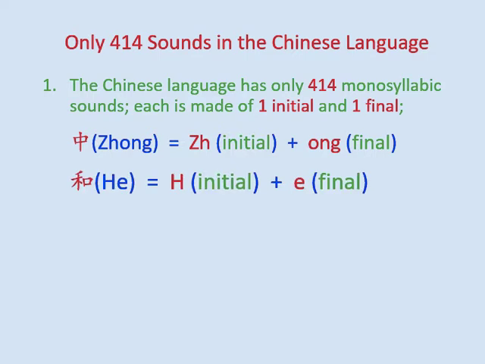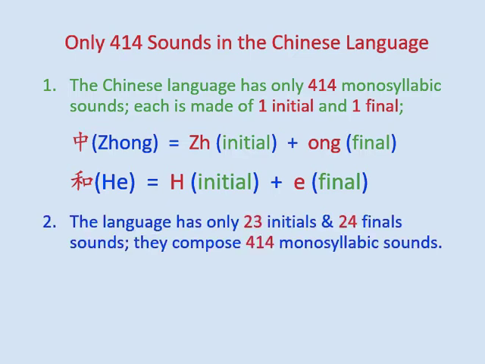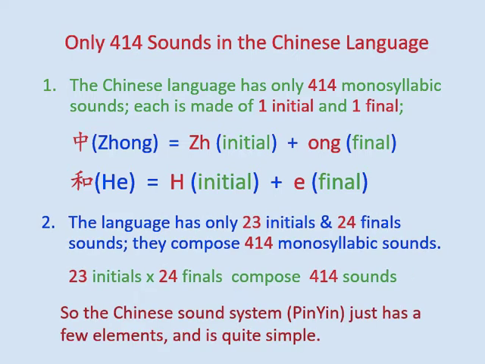The word he is another one syllable sound. It is made of one initial and one final sound. The language has only 23 initials and 24 finals, which then compose 414 monosyllabic sounds. So the Chinese sound system, Pinyin, is quite simple, with just a few elements.